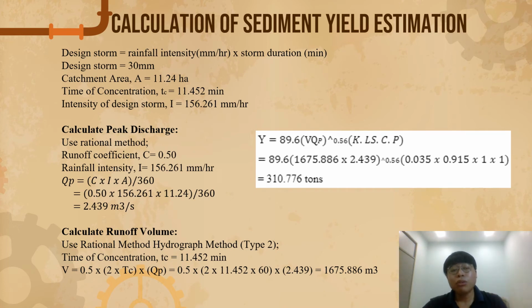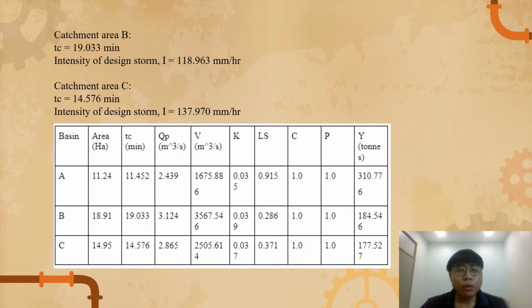Now we calculate the runoff volume. We use the rational method, hydrograph method, with the time of concentration TC equal to 11.452 min. Then we substitute all the values inside, and we get the Y equal to 310.776 tons. Followed by catchment areas B and C, we have the TC and intensity of each area. Then we analyze it into the table. For basins A, B and C, we use the formula just now. We get the Y for each of basins A, B, and C.